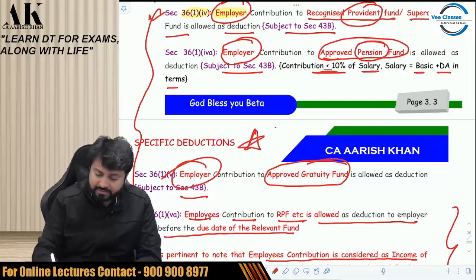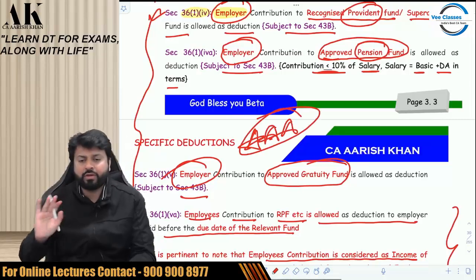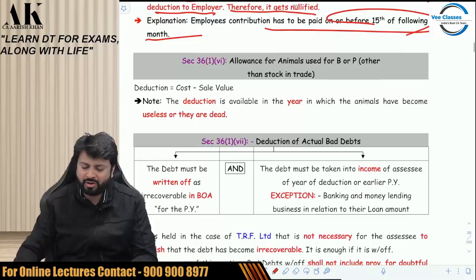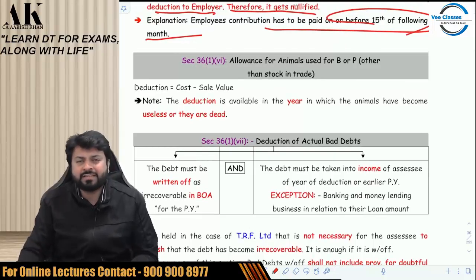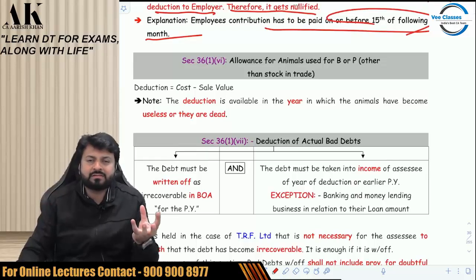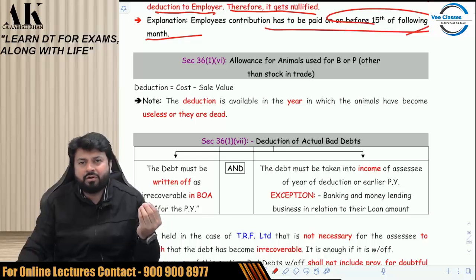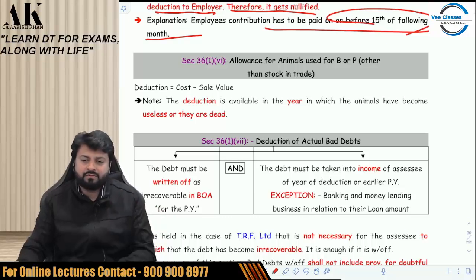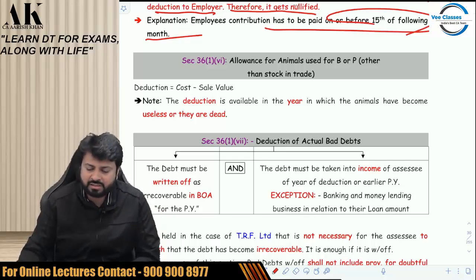All the four were extremely important for exam. Okay. Now, coming to the next section, a small one. If I purchase some animal for my business, say I am purchasing some dogs, some camels, some bullocks, some bulls, or some horses for the purpose of my business, will I get deduction? The answer is yes, but listen how.